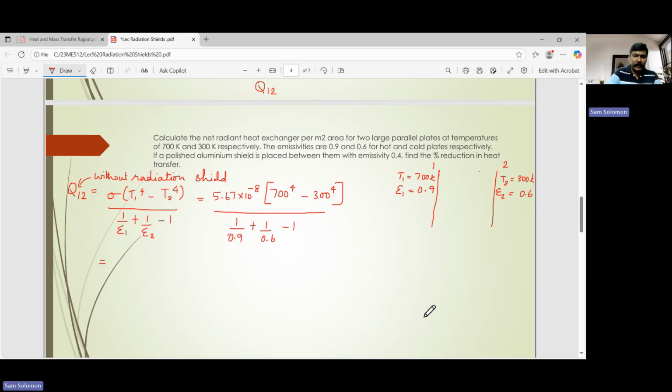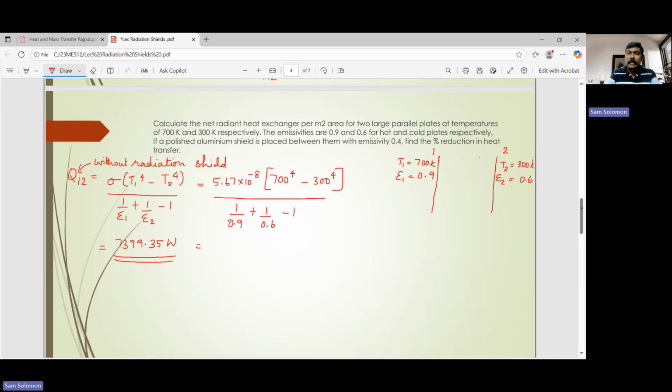And we've used the calculator to calculate this. So it is 700 to the power 4 minus 300 to the power 4, multiplied by 5.67 into 10 to the power minus 8, divided by 1 by 0.9 plus 1 by 0.6 minus 1. So it gives me 7,399.35. So this is 7,399.35 watts. This is the heat transfer that I'm able to get without the radiation shield.